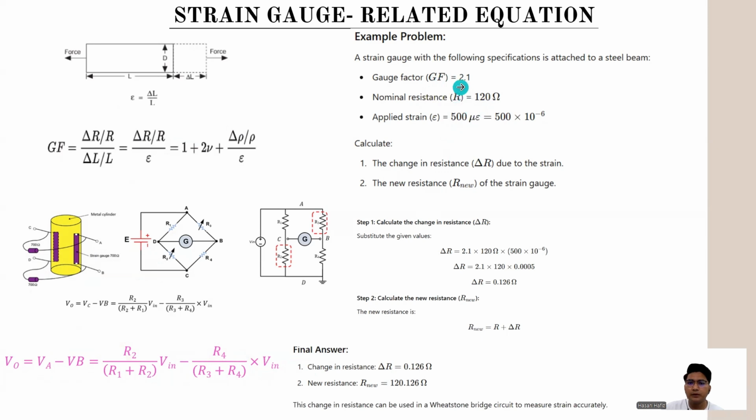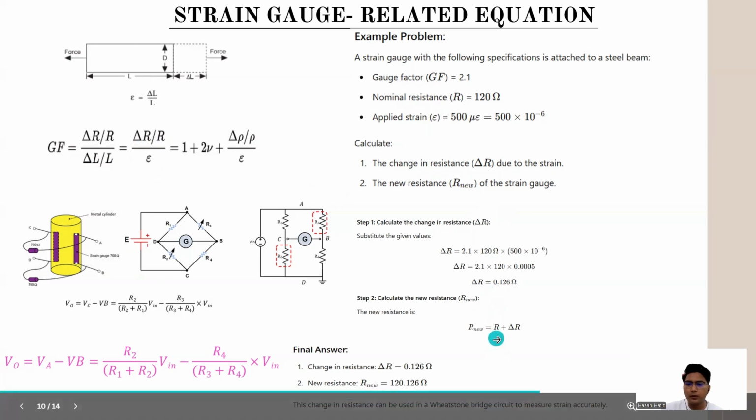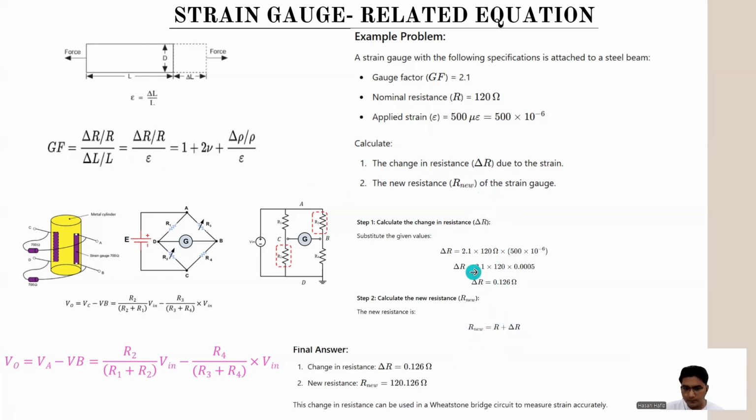So here is a simple example problem, as you can see. It has given a gauge factor, nominal resistance, and applied strain. So we use this gauge factor formula for the change in resistance due to the strain. Here is how we calculate the first step, the change in resistance. We get delta R equal to 0.126, and R new is equal to R plus delta R. As you can see, we just add the delta R we get to R.